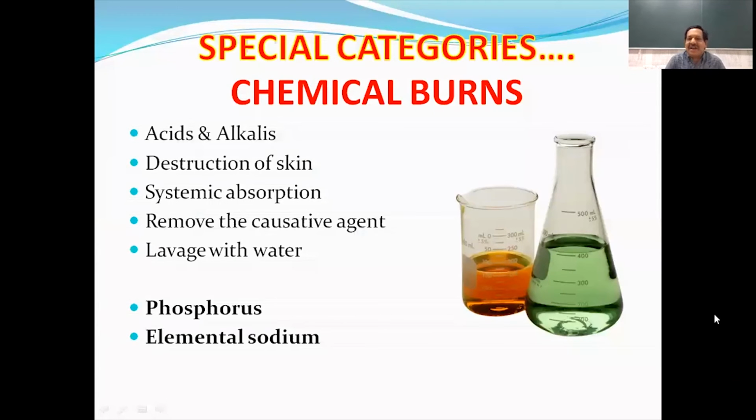Now, special categories continuing, we have chemical burns. Chemical burns may be by acids or alkalis. There are two issues. One, destruction of the skin by the acid or alkali, local destruction. Suppose sufficient material is absorbed, it may produce systemic effects. So we have to lavage with water, remove the causative agent if possible, or lavage with water. That's all. But phosphorus or elemental sodium may get aggravated by water, but that is extremely rare.